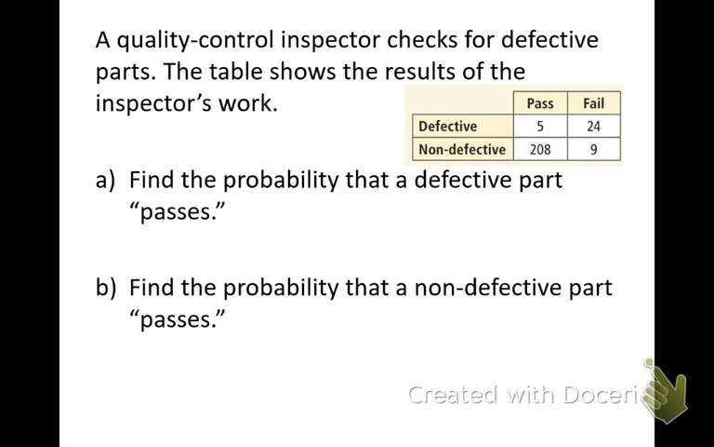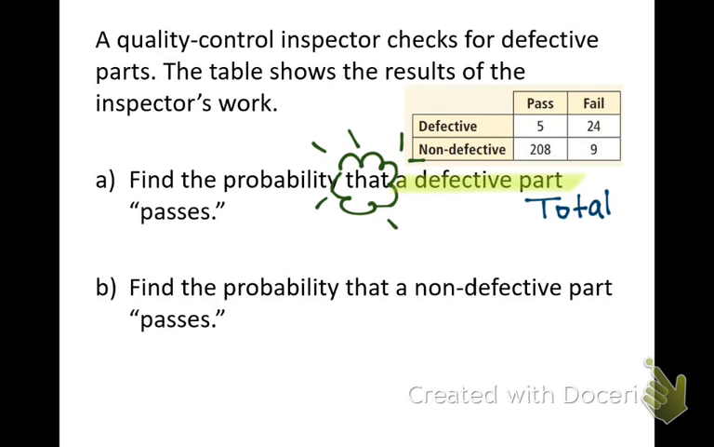What I want you to do with your highlighter, whenever you read, find the probability that. That is like a signal: I'm about to tell you what the total is. Right after it is always going to be the total. So a defective part, that is the total. I'll explain that. So just highlight it. That's where you find your total.